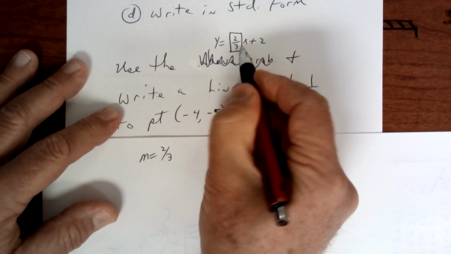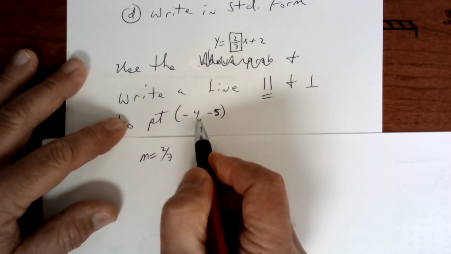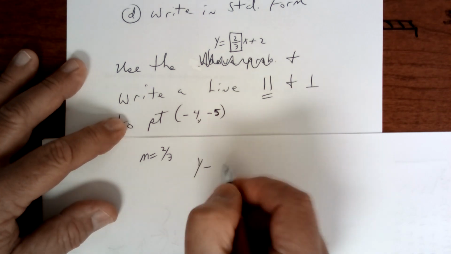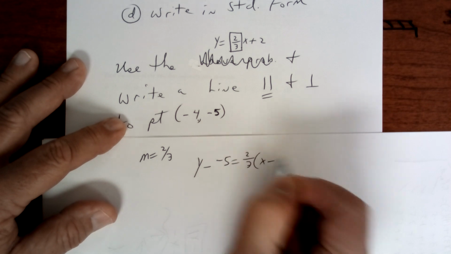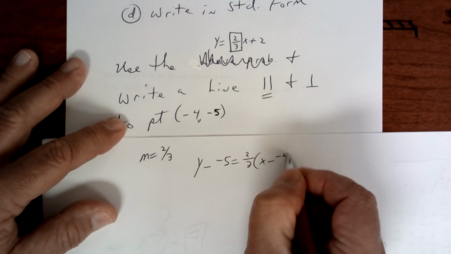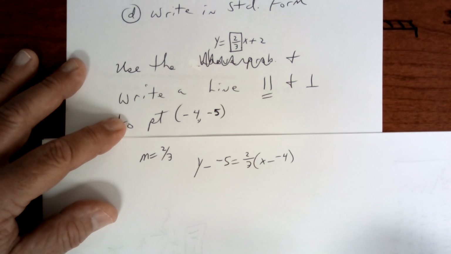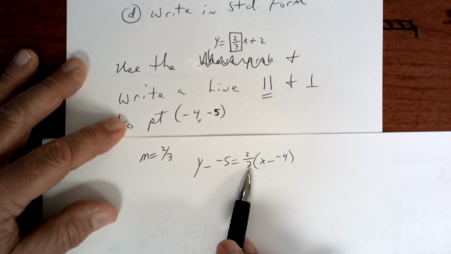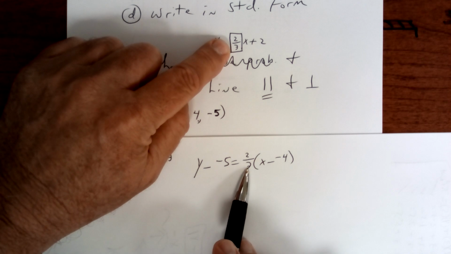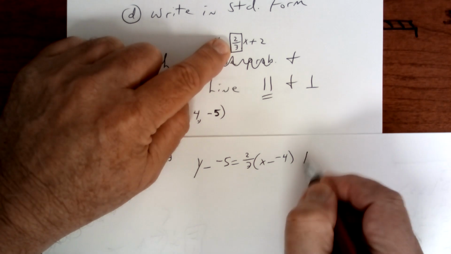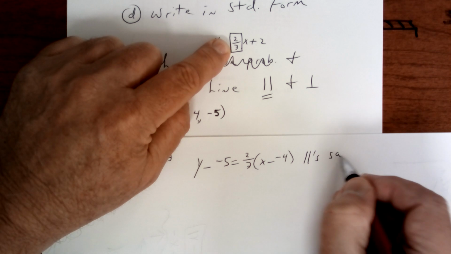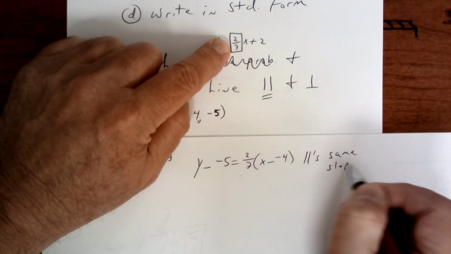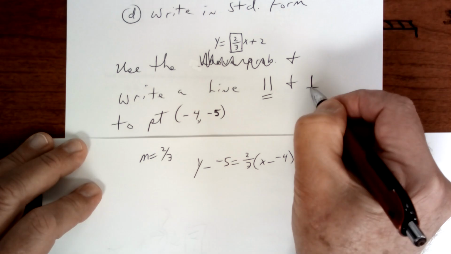We're going to use this point. So it's going to be y minus my y equals my slope, and then x minus my x, which is a -4. And that is point slope, and that one is parallel because it has the same slope. Write this down. Parallel lines have the same slope.